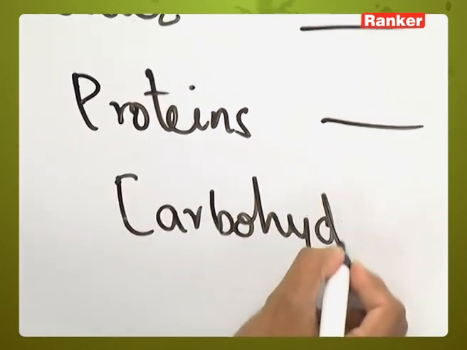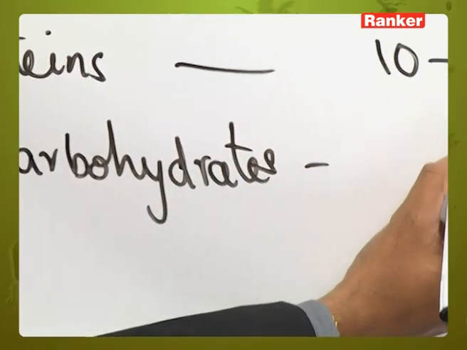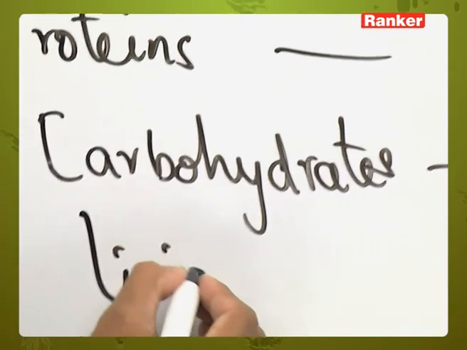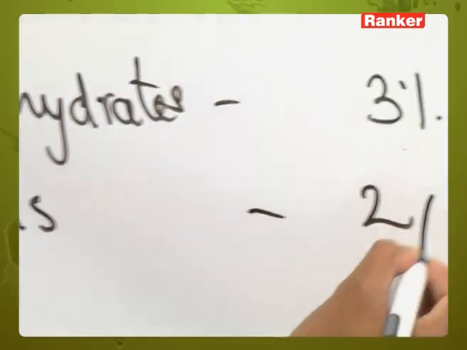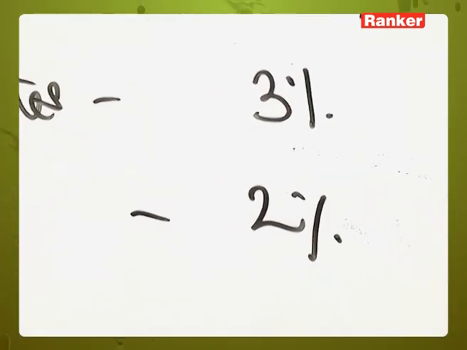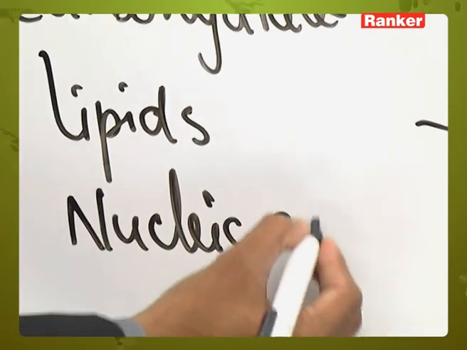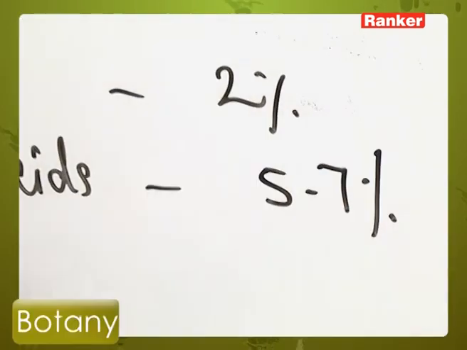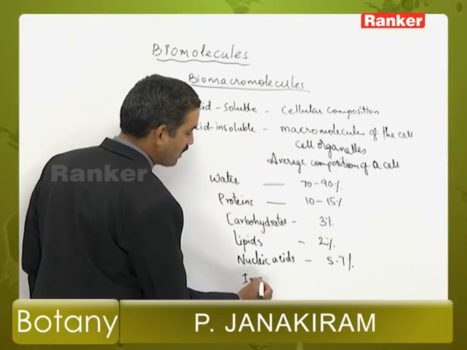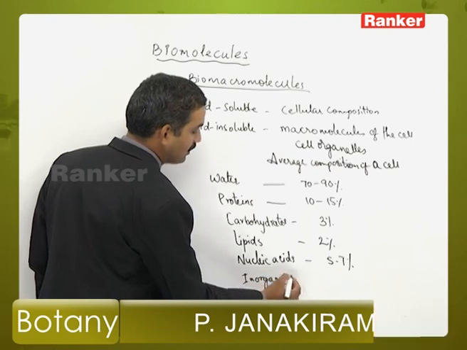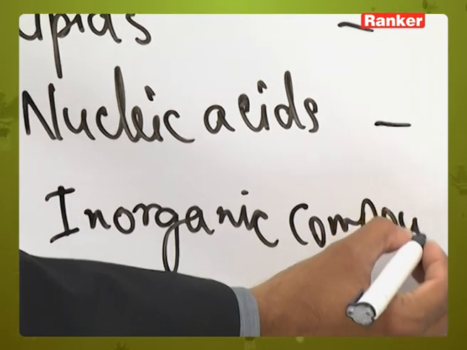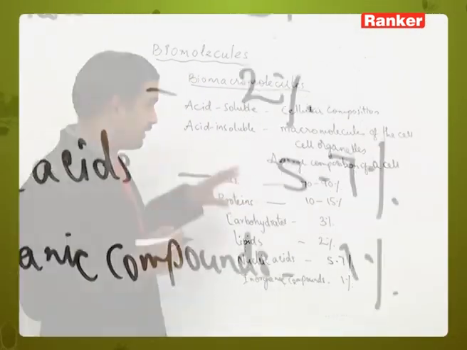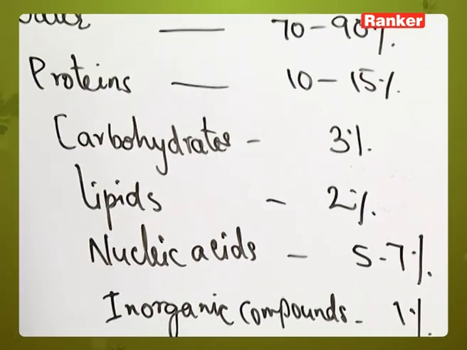Carbohydrates account for about 3% of the total composition of the cell. Lipids account for 2%. Nucleic acids account for about 5 to 7% of the total composition, and the inorganic compounds present in the cell account for about 1% of the total composition of the cell. Likewise, this is the average composition of a cell in a living condition.